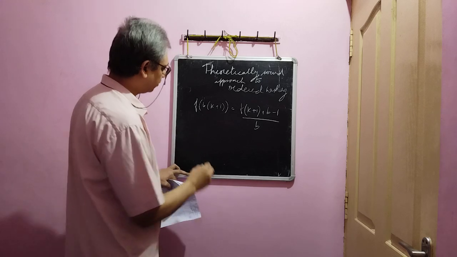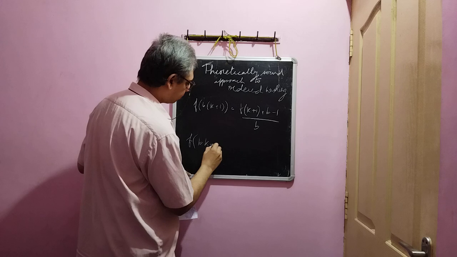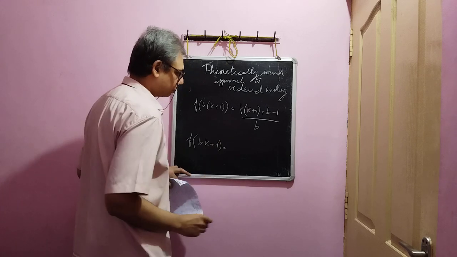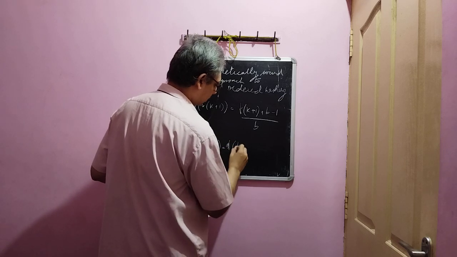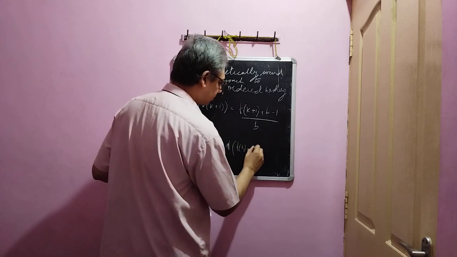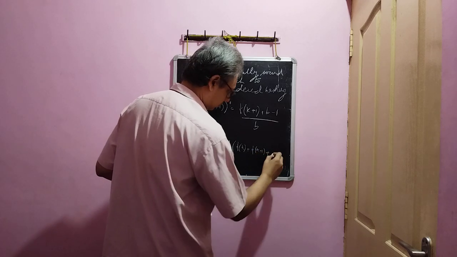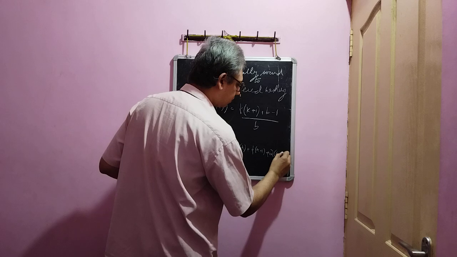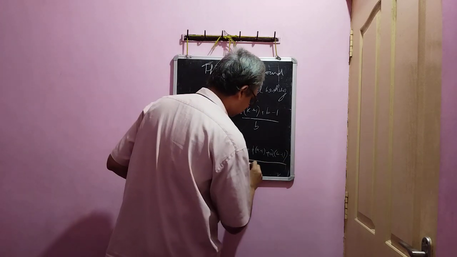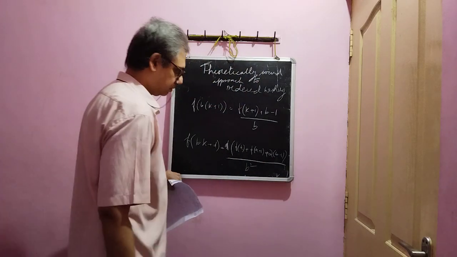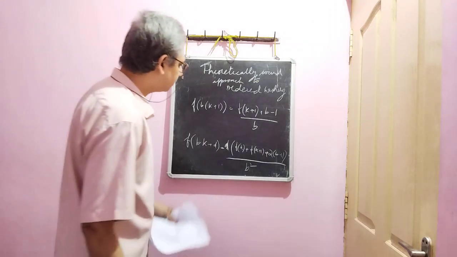Therefore, for any larger k, f of b times k plus b will be equal to f of k plus f of k plus 1 plus 2 times b minus 1, whole divided by b square. Again, f of k plus 1 can be defined in a like manner as it was earlier.